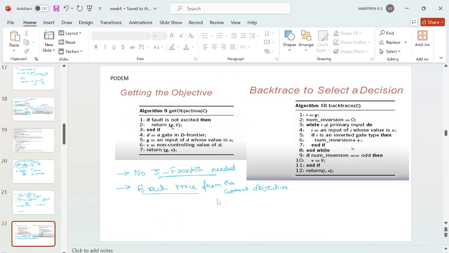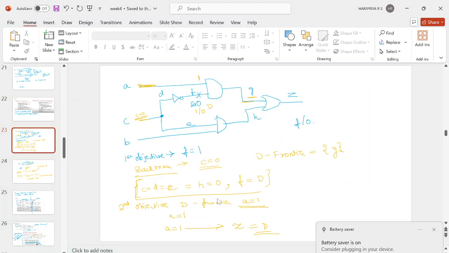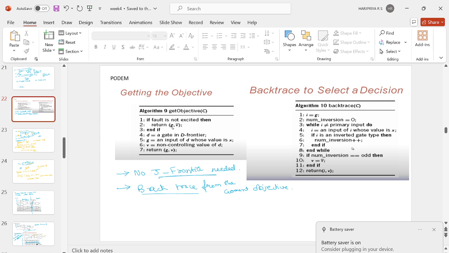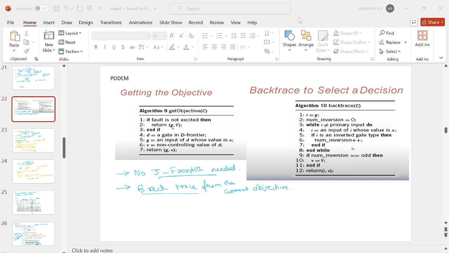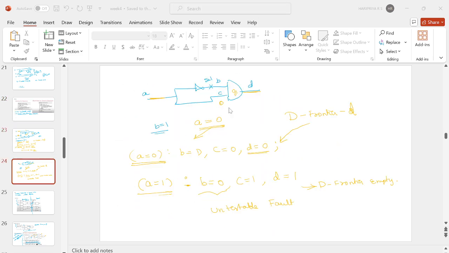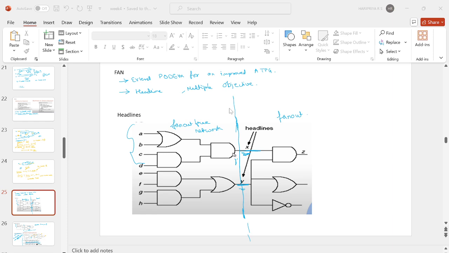And then next we came to another algorithm, which is PODEM. In this algorithm, we said that the J frontier is not needed, so we perform backtrace and we have objectives directly to the primary input. And so we solved some examples. Then we saw the FAN based algorithm, which is similar to PODEM, but we have changed it.